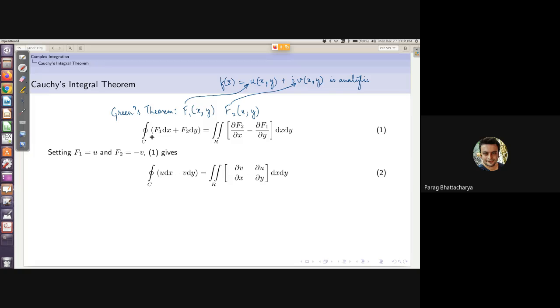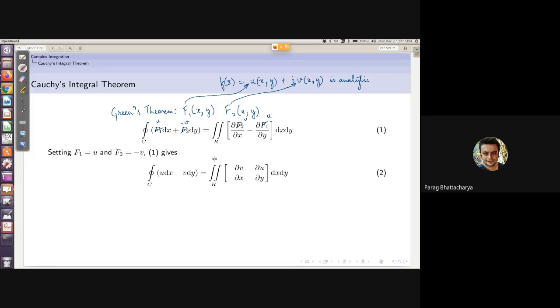When I do that, f1 is replaced with u, and f2 is replaced with minus v. Similarly here, f2 is replaced with minus v, and f1 with u. As a result, you'll get the closed loop integral over C of u dx minus v dy. This must be equal to the surface integral of minus ∂v/∂x minus ∂u/∂y, into dx dy. Is this clear?